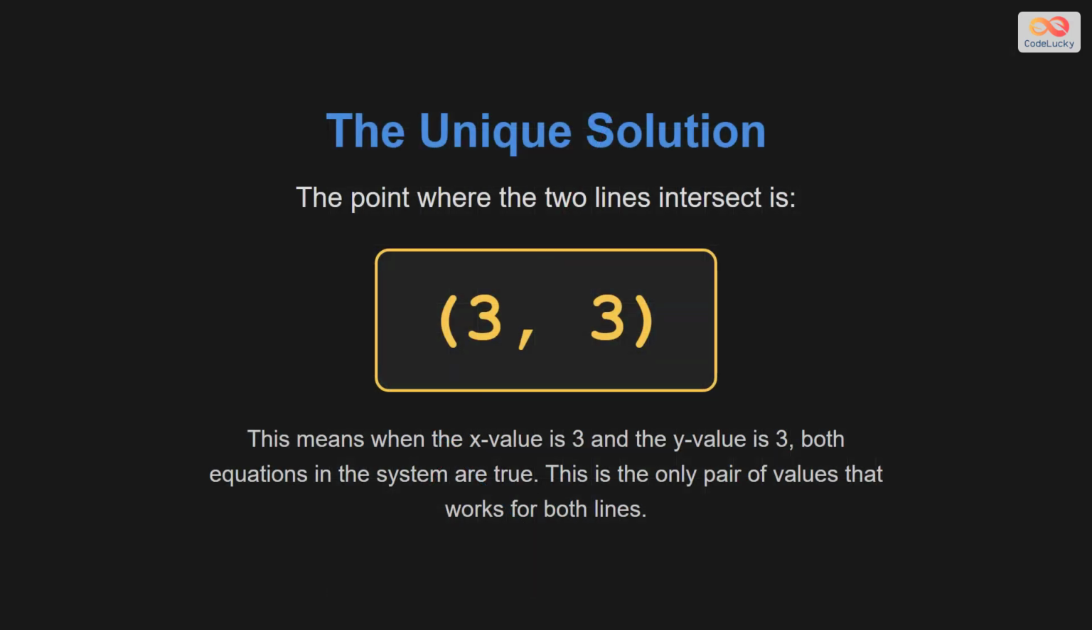The point where they intersect has the coordinates (3, 3). This means the solution is x = 3 and y = 3. This is the only combination of values that will make both equations true simultaneously.